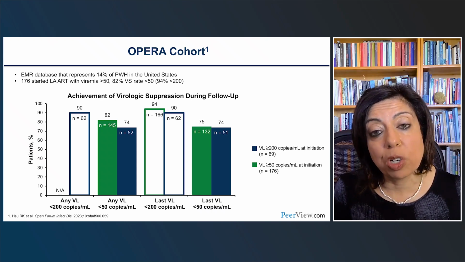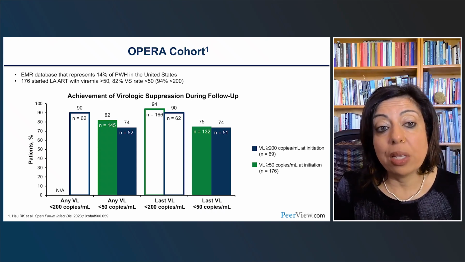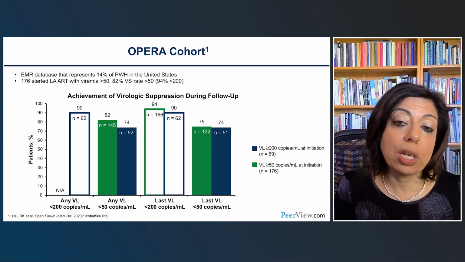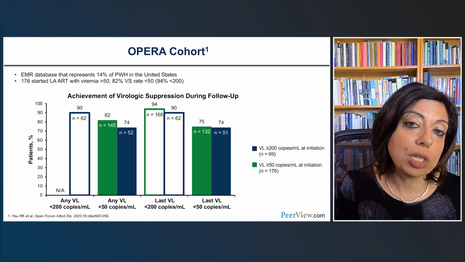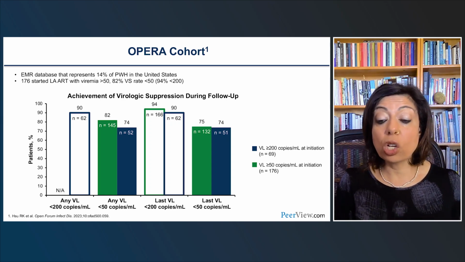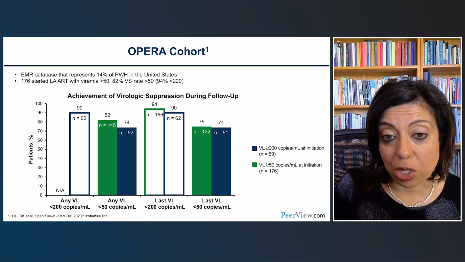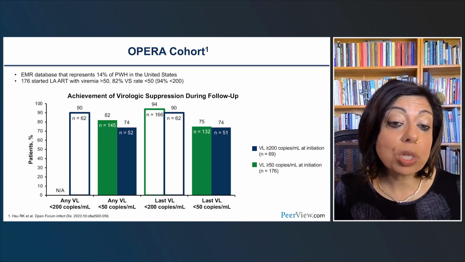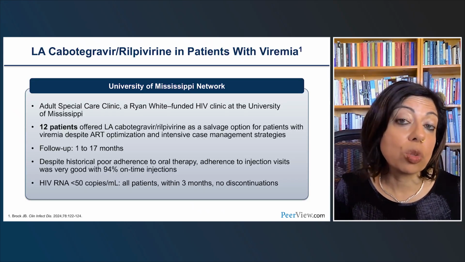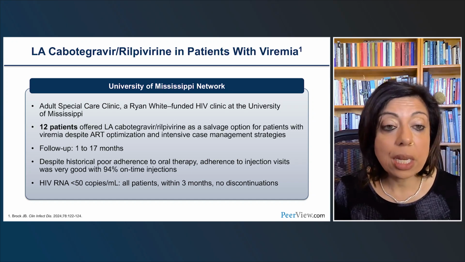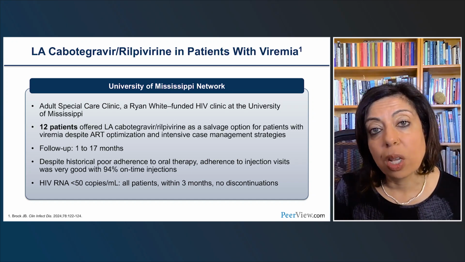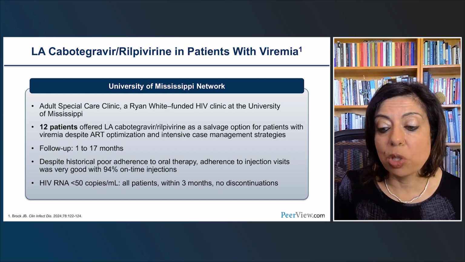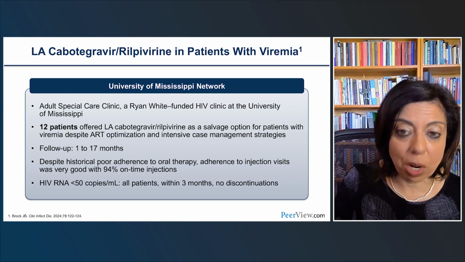82% had achieved a virologic suppression rate of less than 50 at that 6-month mark or later on long-acting ART, and 94% achieved virologic suppression if a viral load of less than 200 was used. So really encouraging durable outcomes from these demonstration projects on using long-acting Cabril in viremic individuals. There was also a very small study from the University of Mississippi, which was only 12 patients, with lots of barriers to taking oral ART. All 12 patients were offered Cabril in the setting of viremia, and all 12 virologically suppressed with no discontinuations in this small demonstration project.